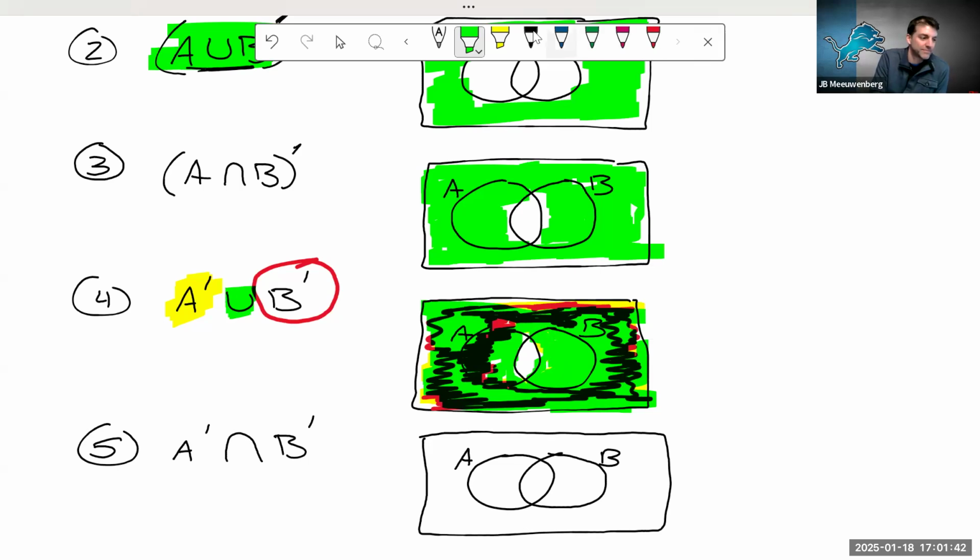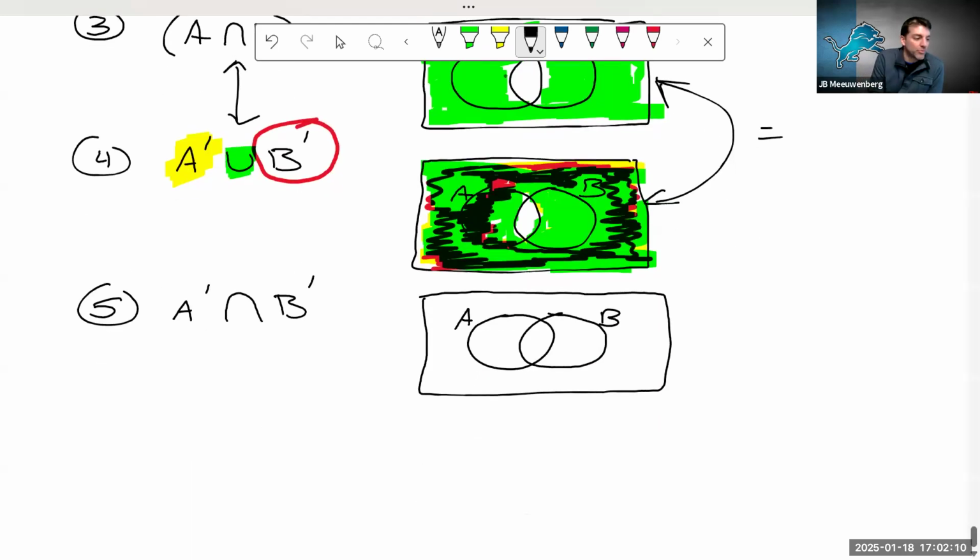Do you notice something? Oh, look at that. These are equal sets, aren't they? Notice numbers 3 and 4. Those things, the complement of A intersect B, and the complement of A union the complement of B are actually the same thing. They have the same elements. They are equal sets.